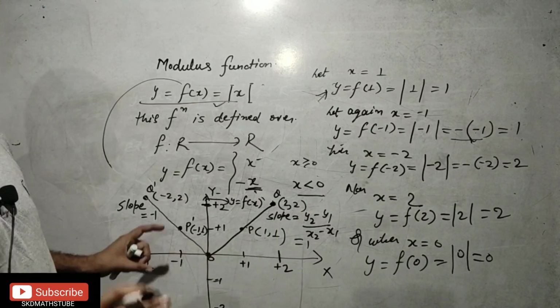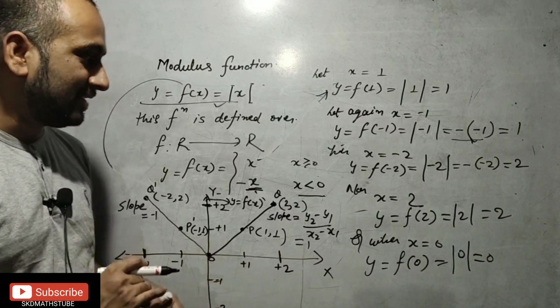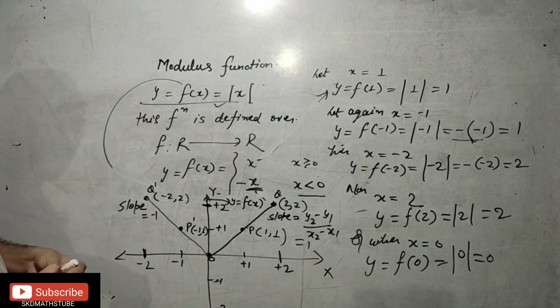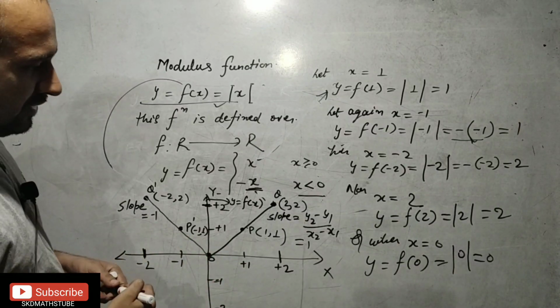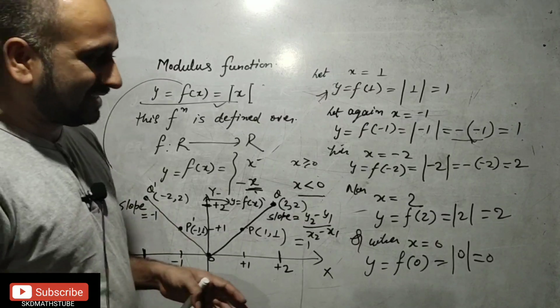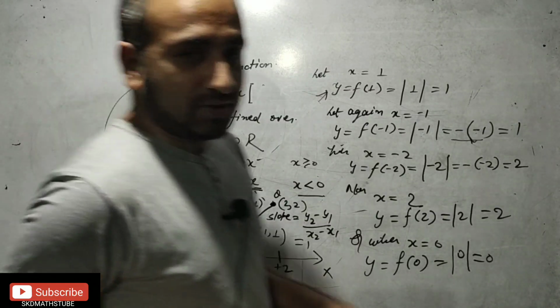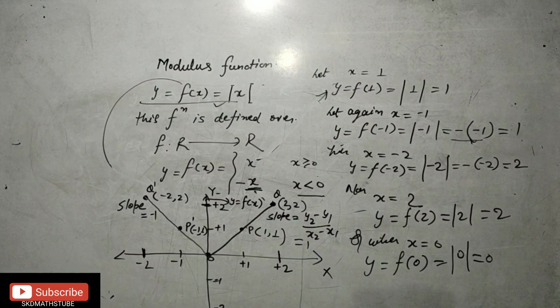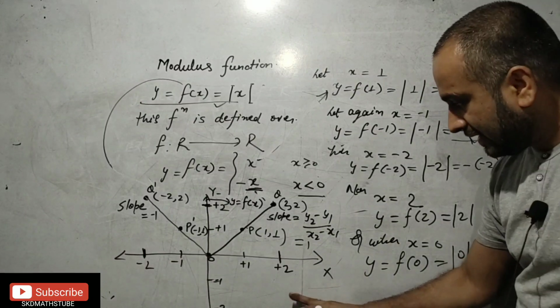And now students, the most important: domain and range. So see here, where is the space? Actually, let me check whether my camera is working or not. Yes, no issue with the camera. Now I can write domain and range at this place.